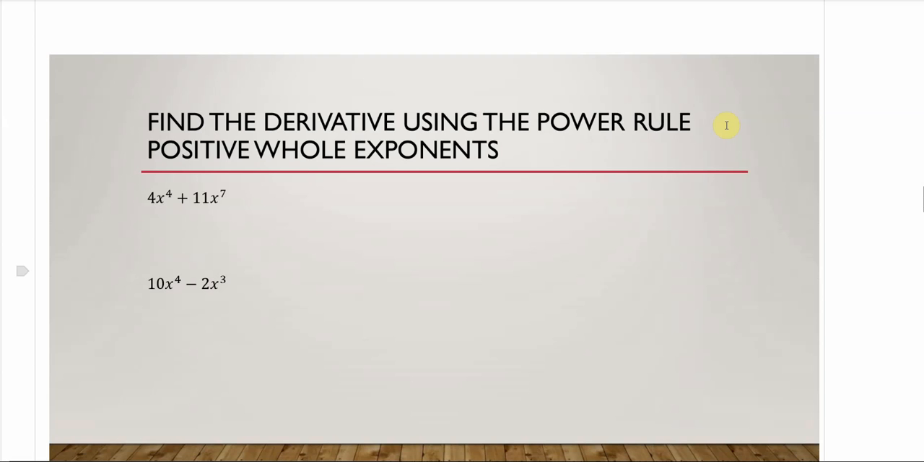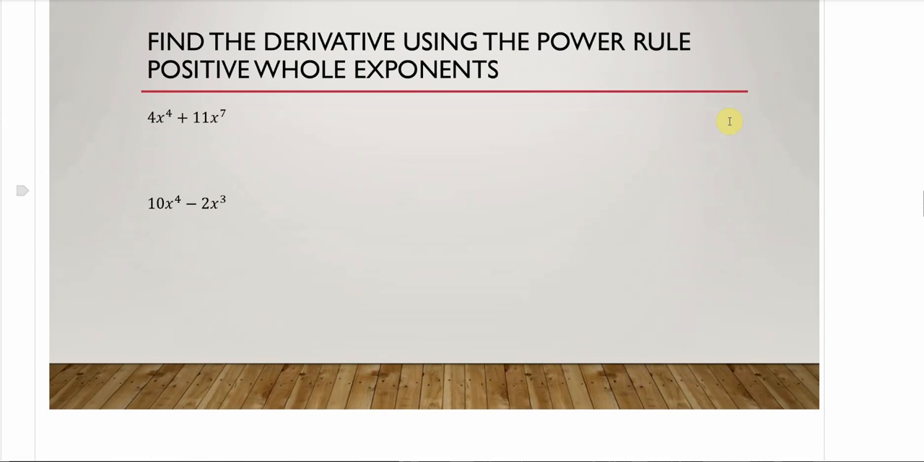The very first one is going to be just positive whole numbers. This is everybody's favorite. Everybody's like, I can do this, or this is easy. So remember, I'm going to take the 4 and put it in the front, but there's already a 4 there. So 4 times 4 is 16x to the 3rd. Plus, now I'm going to take the 7, put it in the front with 11. So now I'm going to have 77x to the 6. I subtract 1 from each power.